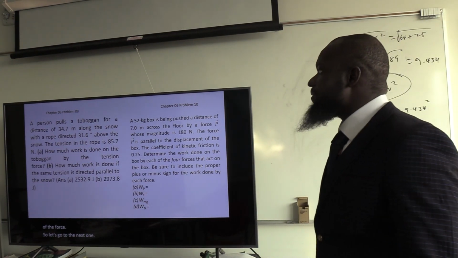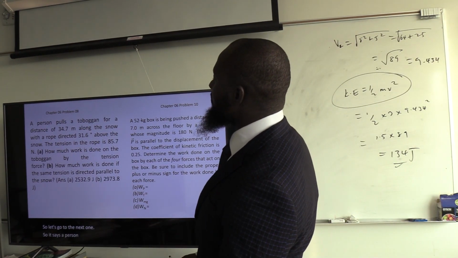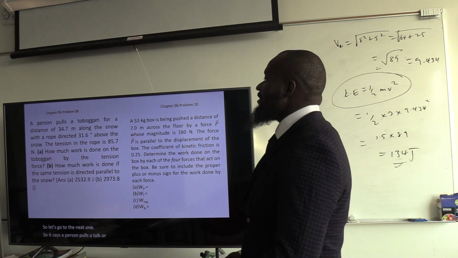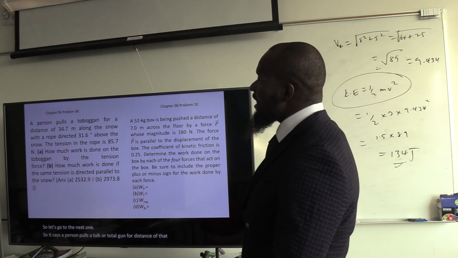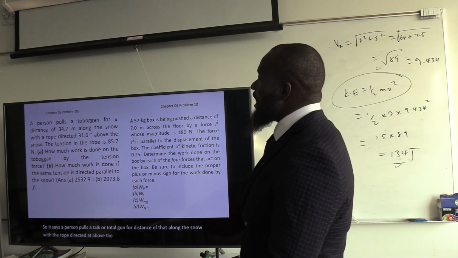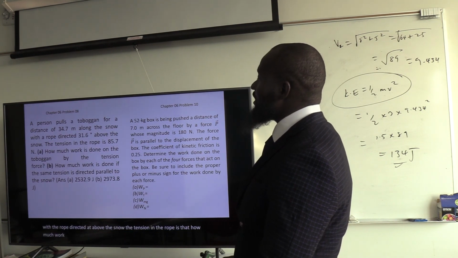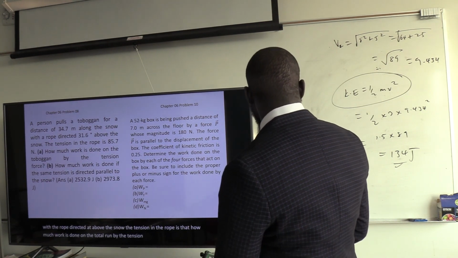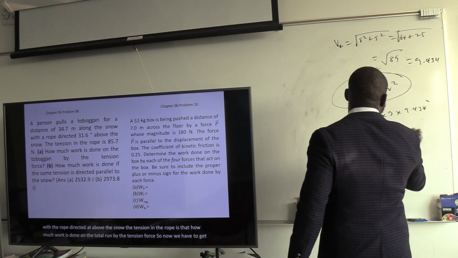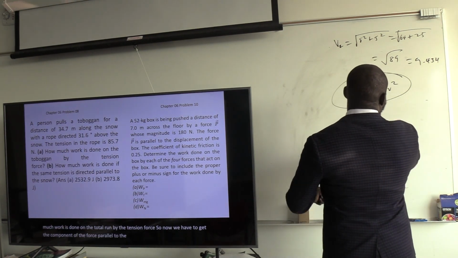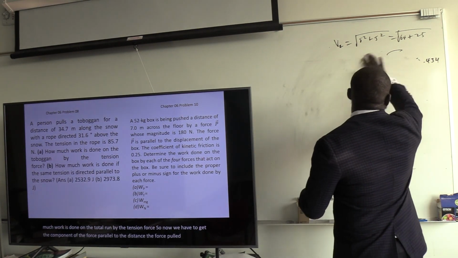So it says a person pulls a toboggan, I don't know what that is, for a distance along the snow with a rope directed at an angle above the snow. The tension in the rope is given. How much work is done on the toboggan by the tension force? So now we have to get the component of the force parallel to the distance the force pulled the toboggan. Okay?